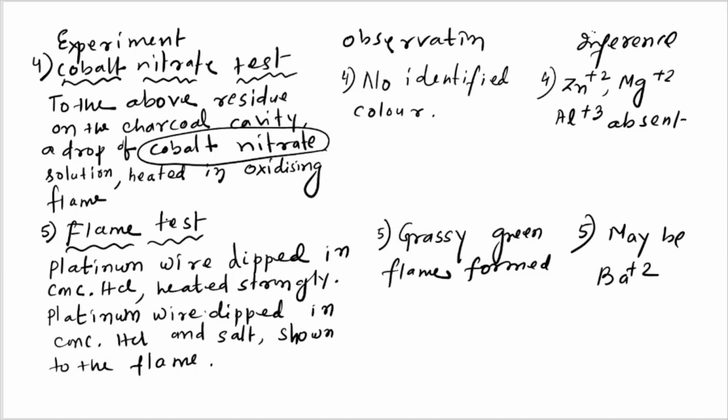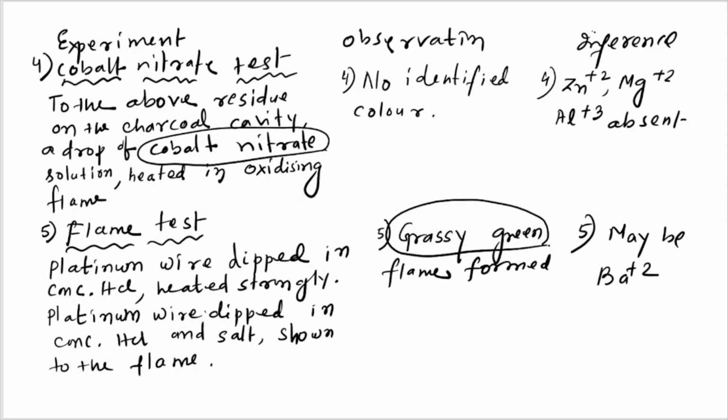And after that again dipped in concentrated HCl, touched to the salt and shown to the flame. That means the platinum wire you will first clean with the help of strong hydrochloric acid. Then after that the wire is dipped in concentrated HCl and salt, then shown to the flame. Here, one color that has come is very important.